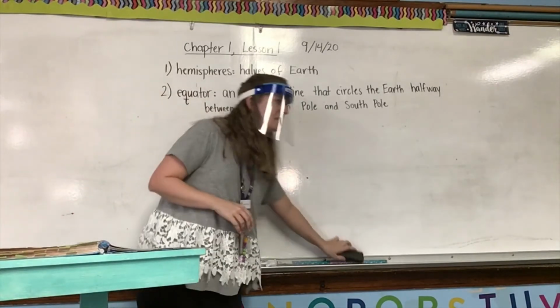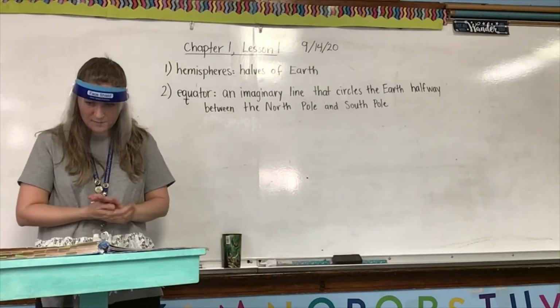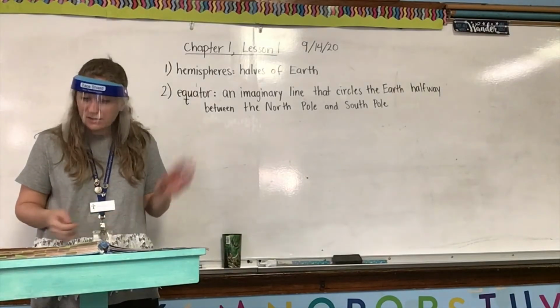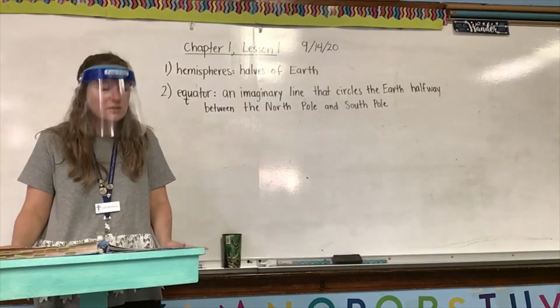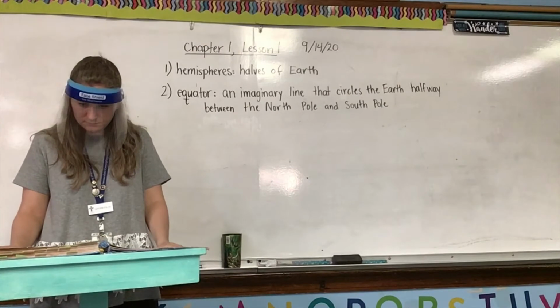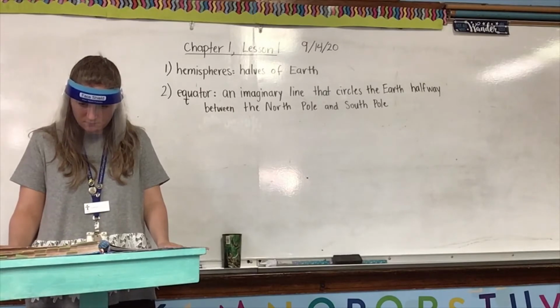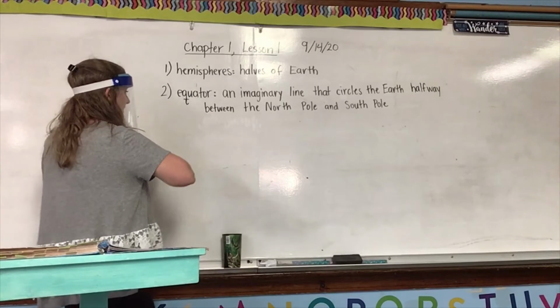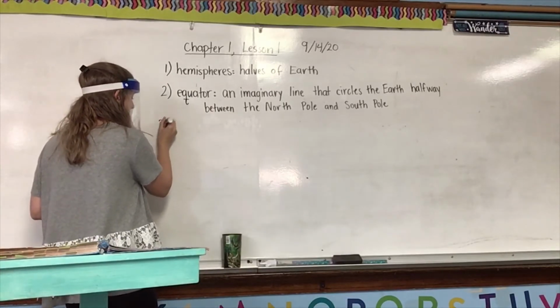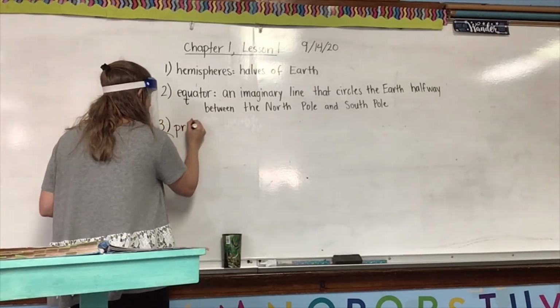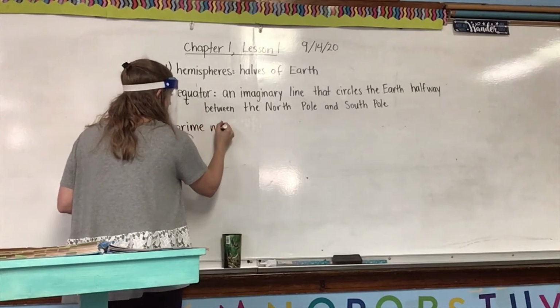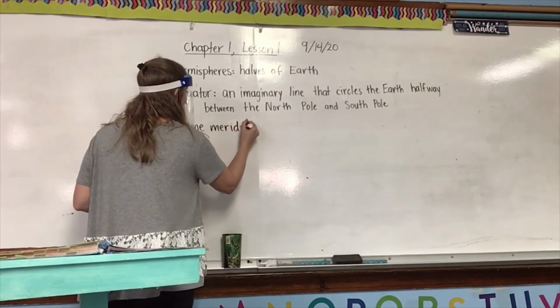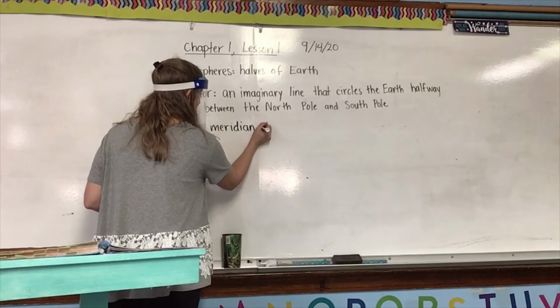So start that sentence again, Zadie. Another imaginary line called the prime meridian. A little louder, a little slower. Another imaginary line called the prime meridian divides Earth into the western and eastern hemispheres. Okay, so what's our third word, Zadie? Prime meridian.